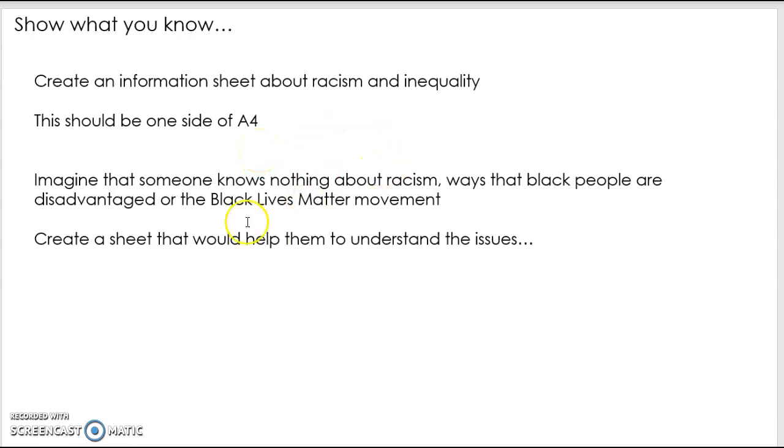And it doesn't mean lots of facts and statistics or what have you, but just imagine you meet someone who knows nothing about what the word racism means, what the Black Lives Matter movement is, what the term white privilege means, and you're just helping them to understand a few of the issues that we have been looking at.